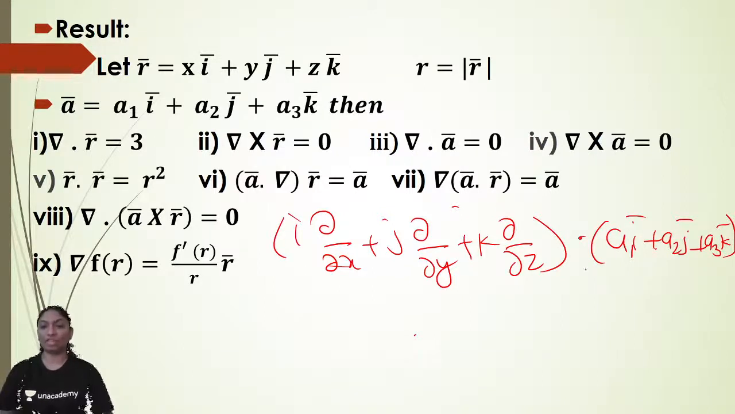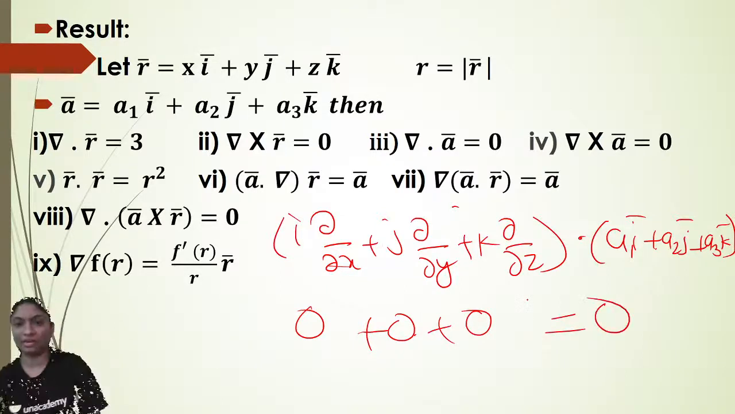So ∂/∂x of a1 is 0, plus ∂/∂z of a3 is 1, and ∂/∂y of a2 is any scalar. So you will get again 0, k dot k is again a scalar, so ∂/∂z of that is again 0. Okay, so 0 plus 0, so you will get del dot a bar is equal to 0.